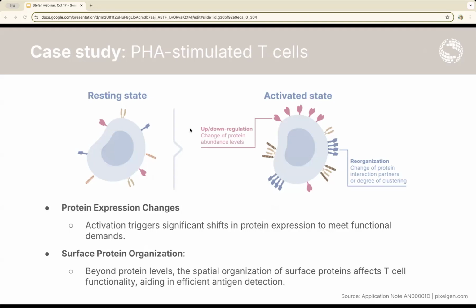So for the rest of the talk, we'll focus on this case study, and I hope with that we'll be able to illustrate the visualization capabilities of MPX data. This is a study, an experiment that we have conducted, and it's been summarized and documented as an application note that you can access on our website. So if you, after this talk, feel that you want to learn even more, you can read the whole application note.